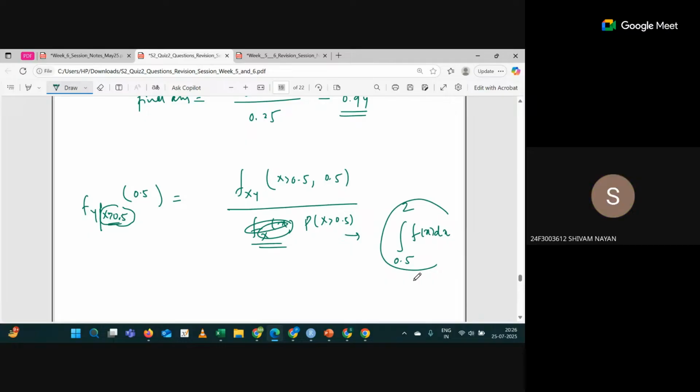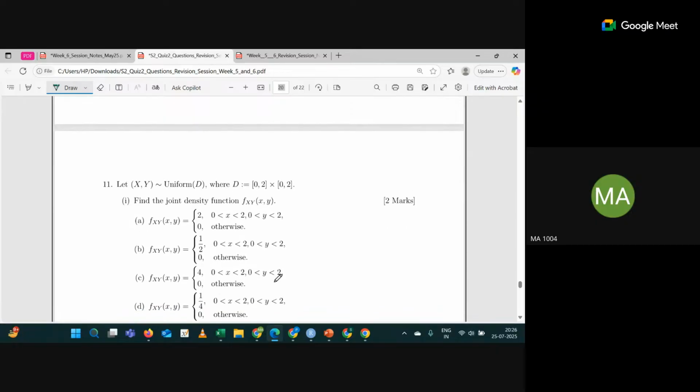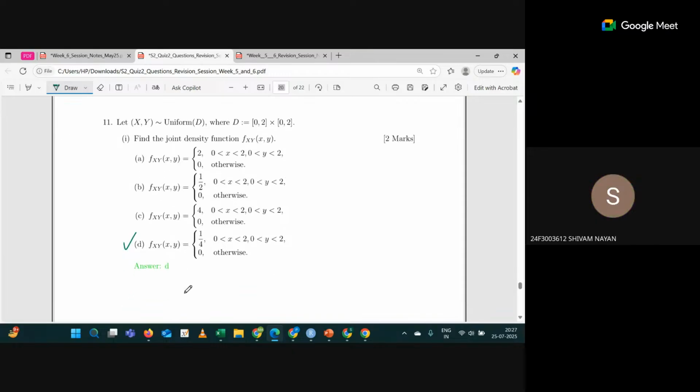Okay, thank you, sir. So the next part I would like to solve. I would like to emphasize that you solve this question, because this is something we have done, a similar question. Tell me which option is correct. Option D. Sir, 1 by 4. Area is 4.